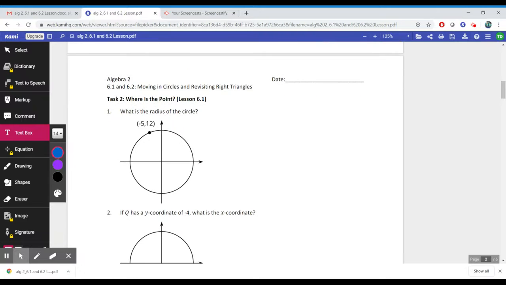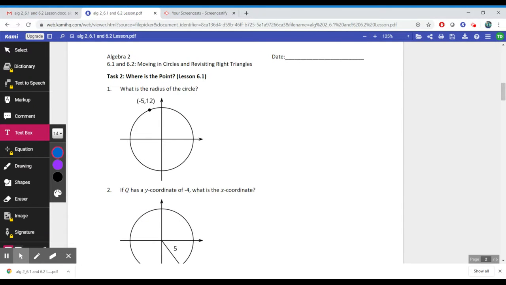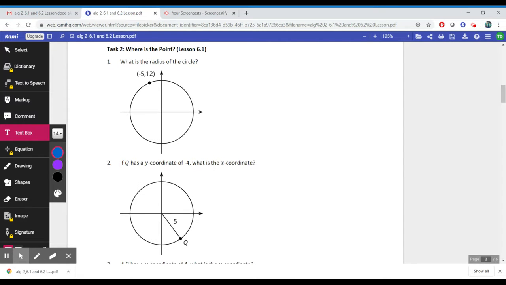So with those definitions in mind, we'll take a look at the second task. This one's called Where is the Point? So first thing it wants us to do is find the radius of this circle. It gives us a circle, and then it marks this point on the edge of the circle as -5, 12. So there are some tools that we know that we could use to figure out what the radius of this circle is, but we'll have to think back to geometry for it.